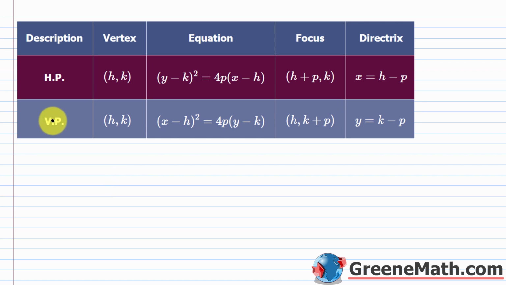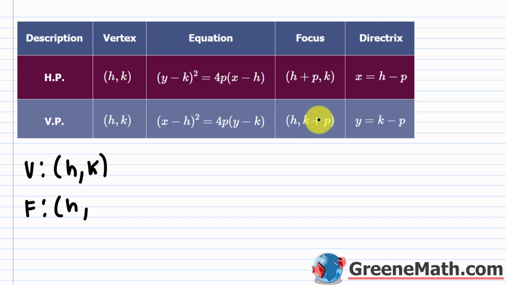So we're working with a vertical parabola. So we're going to be on the second row right here. This is the form of our equation. So the vertex is going to occur at h, comma, k. The focus is going to occur at h, so the x-coordinate is the same as the vertex, and then comma, k plus p. So I'm going to take this y-coordinate of k from the vertex, and I'm going to add that p.